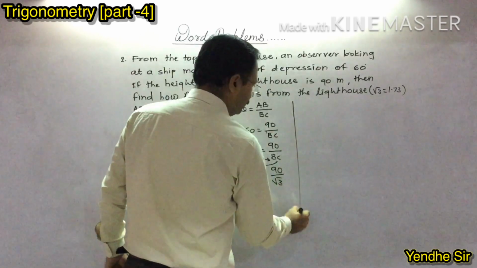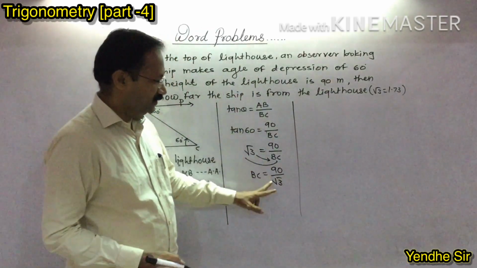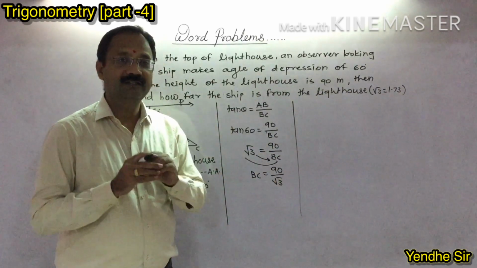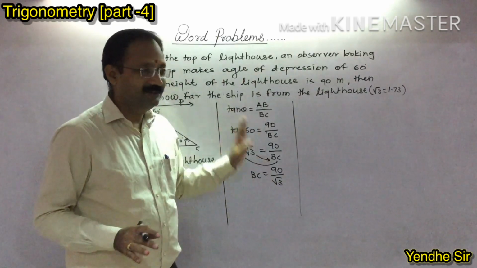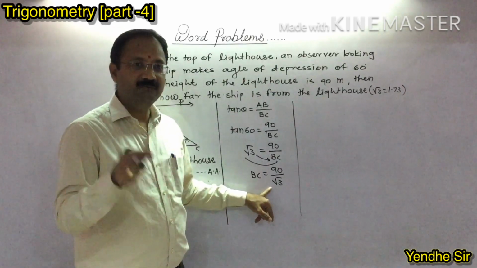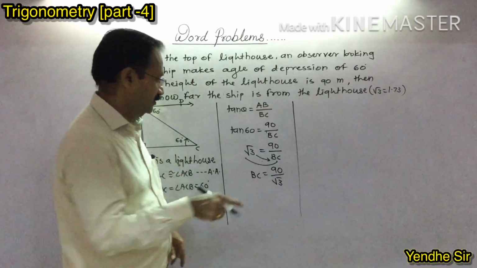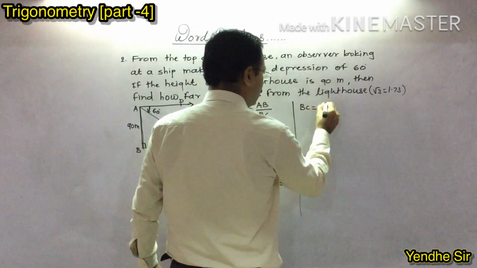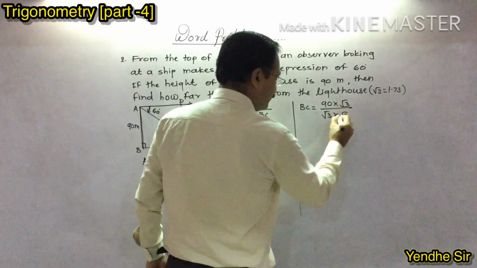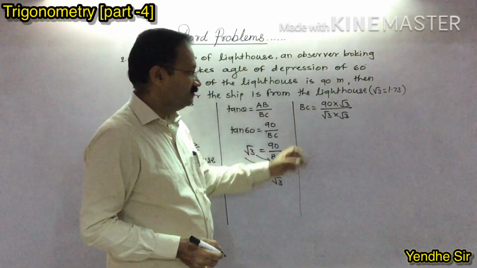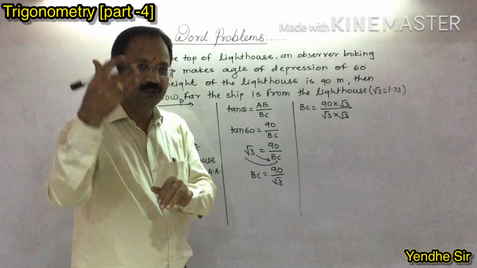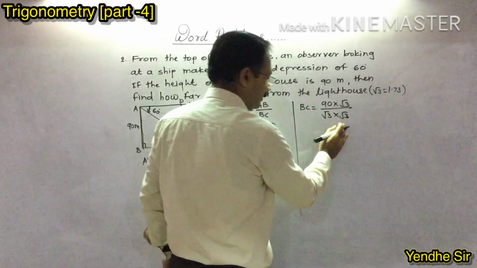I know that you will make a mistake here. You will substitute the value of root 3 as 1.73 and then divide the 90. It is very dangerous. You cannot divide it easily. So first, in 9th standard you have studied that if a root comes in the denominator, you have to rationalize it first. So BC equals to 90 into root 3 upon root 3 into root 3. This is called rationalization. Rationalization means to cancel the root from the denominator, you have to multiply the same number to the numerator and denominator. So I have multiplied by root 3.